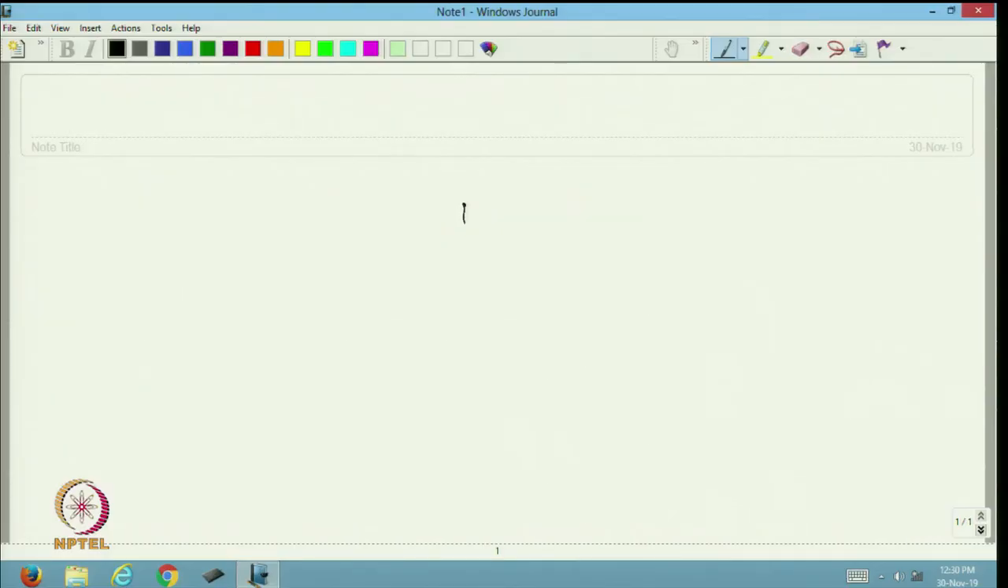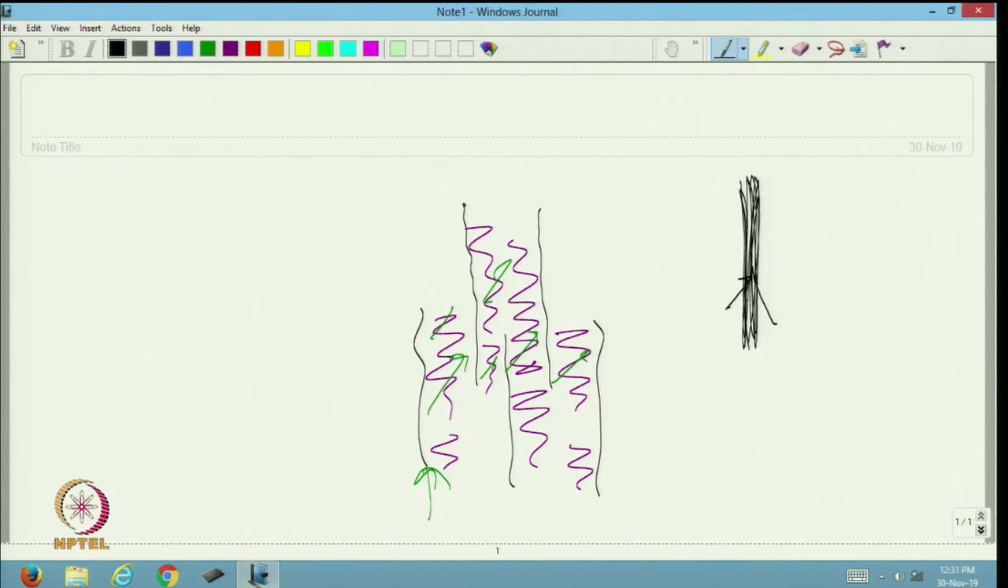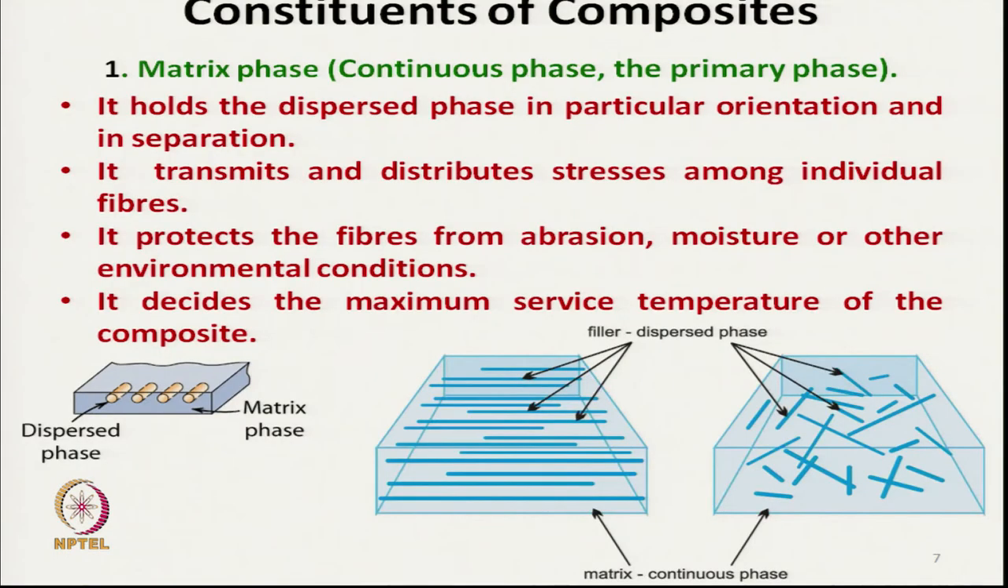Like this is fiber, these are the fibers, discontinuous phase. Now, when matrix is coming in between, these are the matrix in purple color. Now, suppose it is being loaded through the matrix, the load carried by the fiber will get distributed. If the matrix is not there in between the fibers, then the load distribution will not take place. So, it transmits and distributes the stresses among individual fibers.